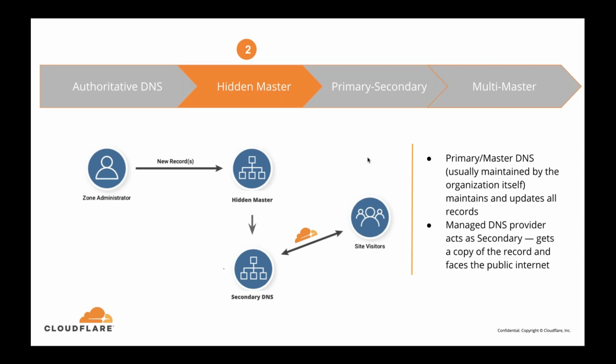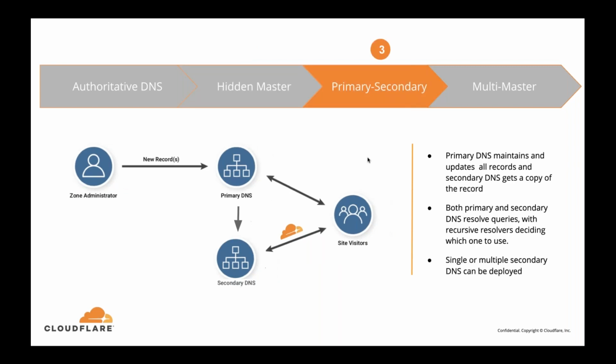The hidden master will create copies of the updated zone file. The secondary will receive updated copies of that zone file. And then in terms of the way the world sees this behavior, the site visitors or people who are making DNS requests, the only thing that they will ever see is the secondary DNS provider as authoritative. So as far as they know, all the changes are being made there, but yet you're still maintaining control. Next slide, please.